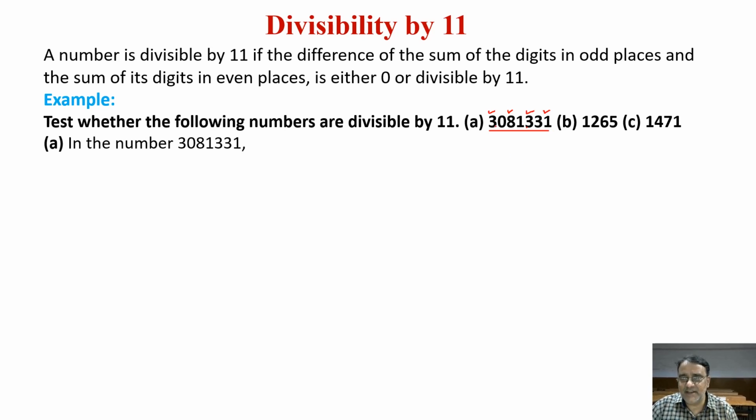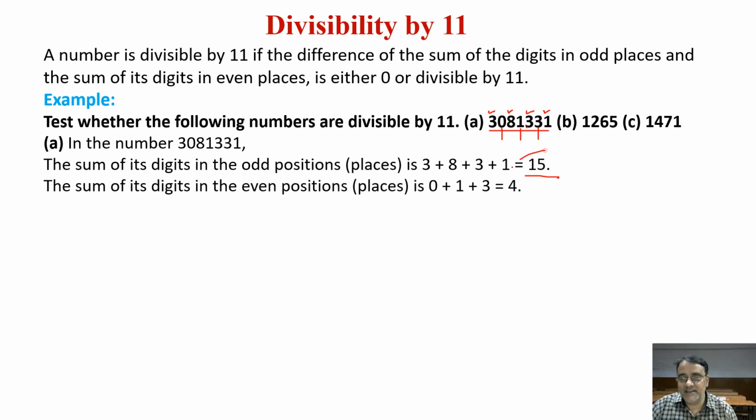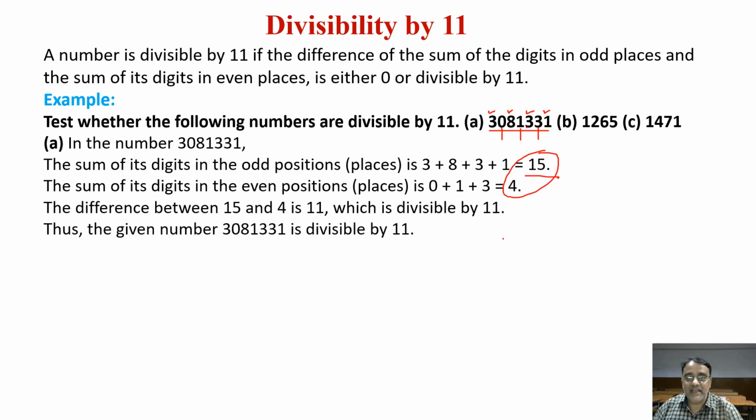सो ये सारे ऑड प्लेस में 3 + 8 + 3 + 1, सो वी आर गेटिंग 15. अब इवन प्लेस का डिजिट्स देखो, 0 + 1 + 3, वी आर गेटिंग 4, and the difference between these two is 11, and which is divisible by 11. So the number is also divisible by 11.